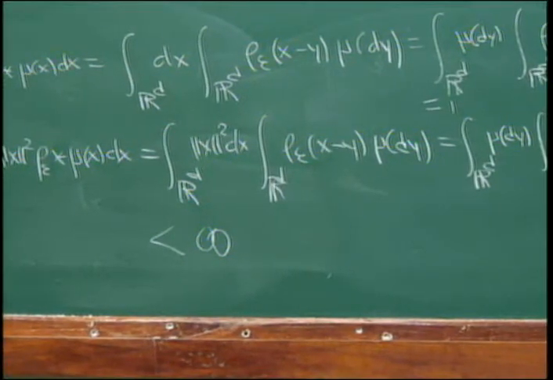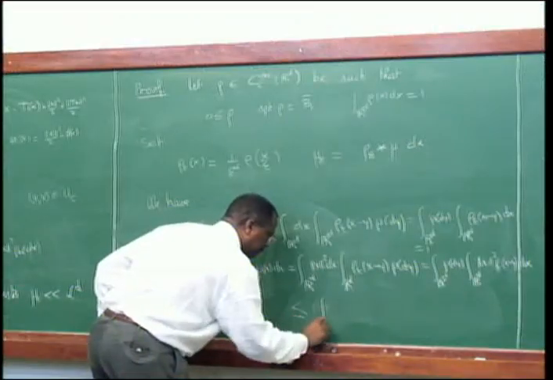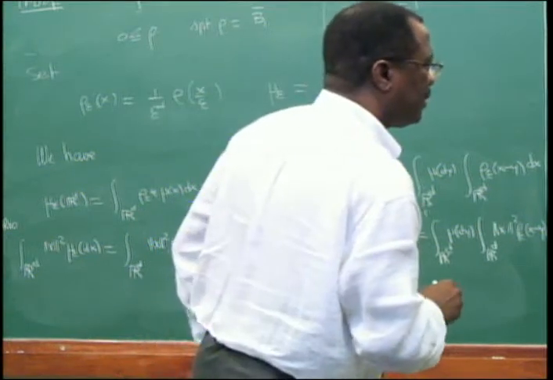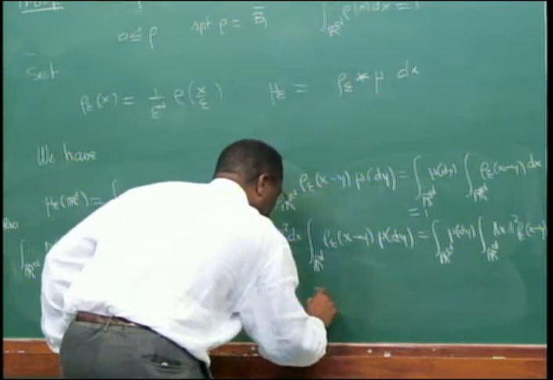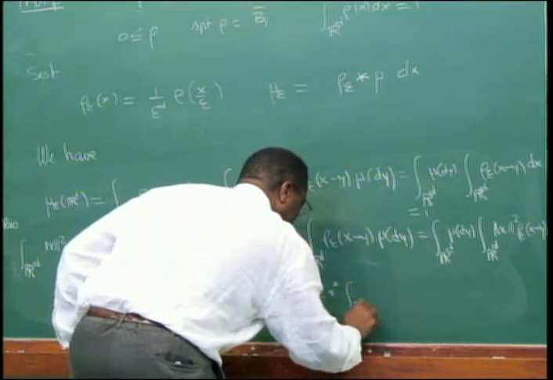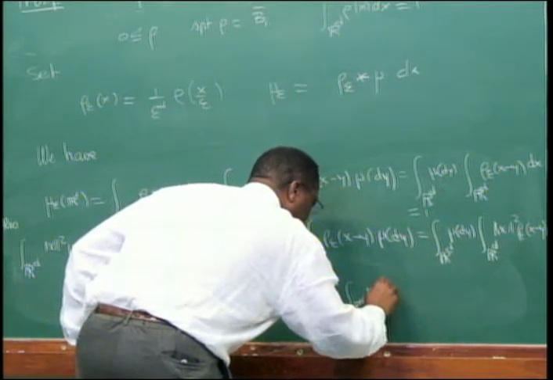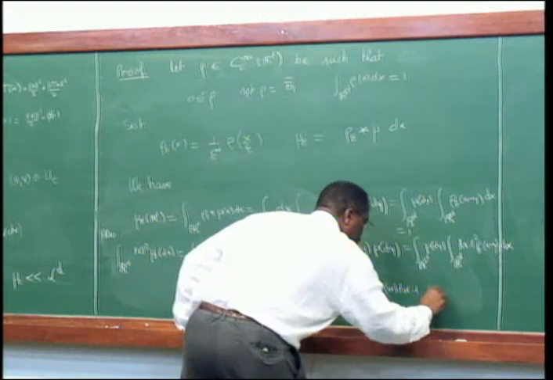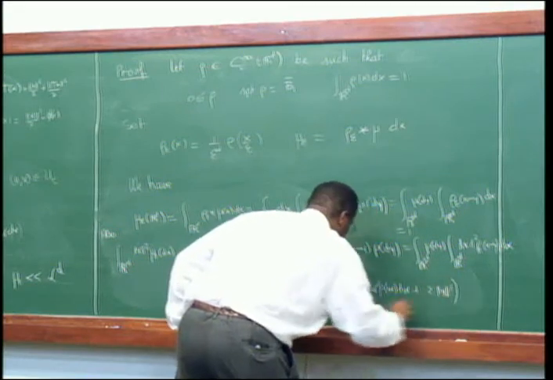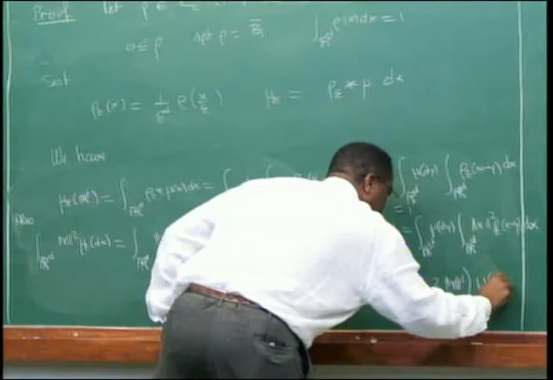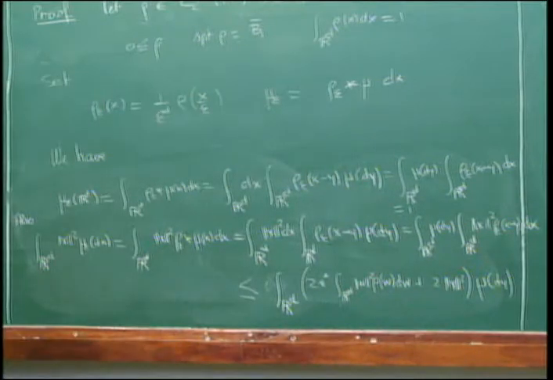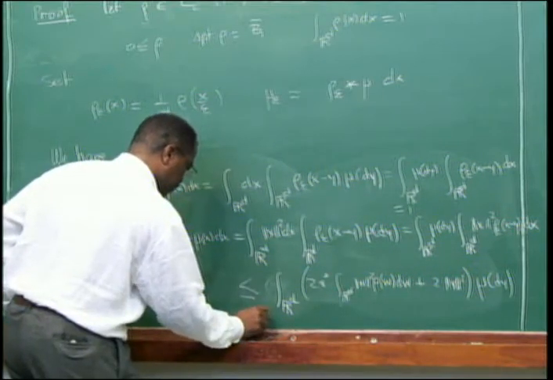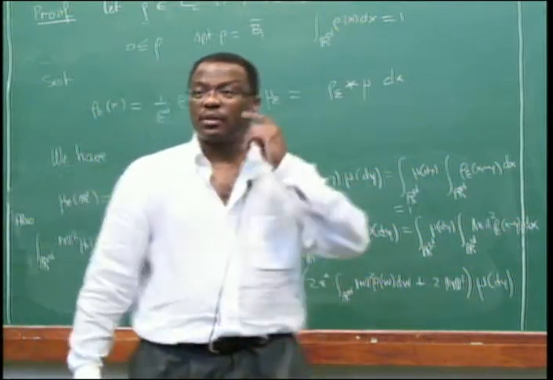So this is less than the integral over Rd. According to what I wrote there, it is 2 epsilon squared, the integral over Rd of w squared rho of w dw, plus 2 y squared, d mu of y. And this is finite. Okay.